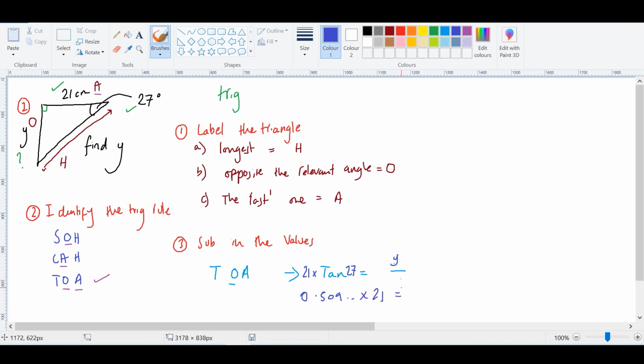Okay. So what's 0.509 times by 21? So in the calculator, just do times by 21. What is it? 10.7. So we'll just leave it there. So 10.7 is the length. So 10.7 centimeters. So we can go back to the length and just write 10.7.